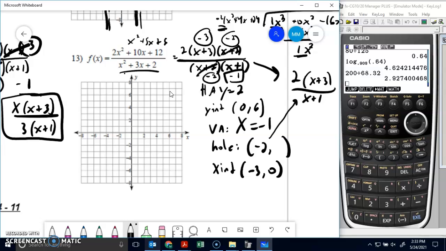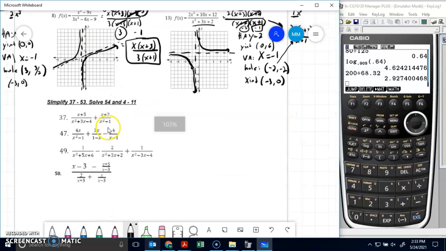When I plug negative 2 into that reduced form, I would get 2 over negative 1 or negative 2. So negative 2 is a hole. X equals negative 1 is a vertical asymptote. Y-intercept is 6. Horizontal asymptote at 2. X-intercept is negative 3. Follow the asymptote, get the hole, jump over the hole, follow the asymptote, get your point, follow the asymptote, done.